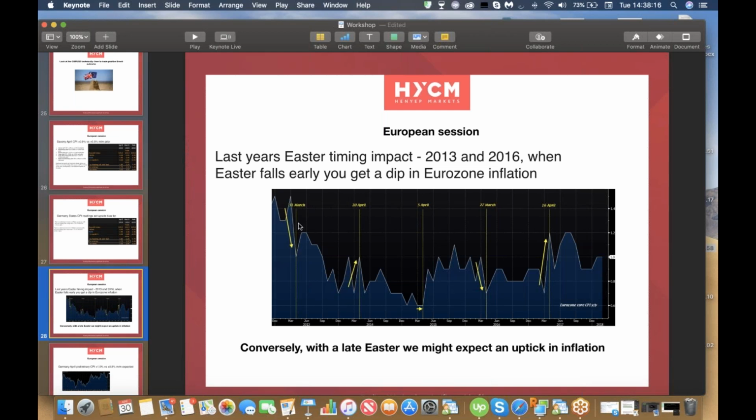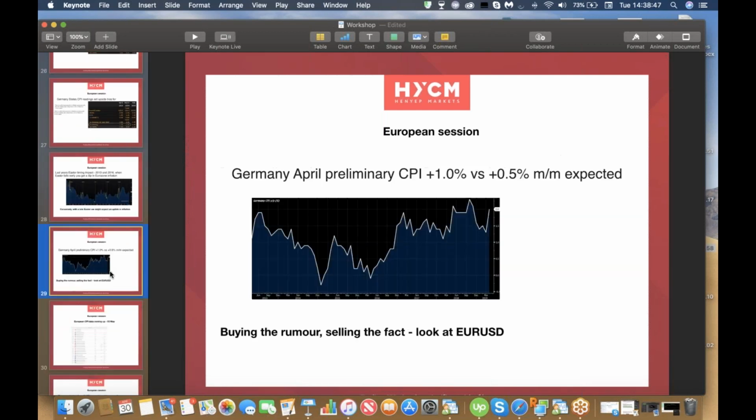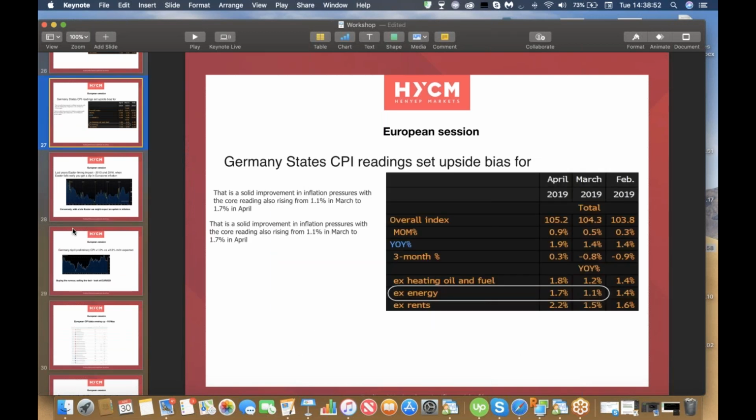So you can see here, 2013, it was an early Easter, and inflation dipped. Similarly here, 27th of March 2016, you can see that Eurozone inflation dipped. But when it's a late Easter, look at 20th of April, 16th of April, you tend to see an uptick in inflation. So the place of Easter impacts how the inflation data unfolds. We're now in a late Easter, so we were expecting a strong reading, and that's what we got.